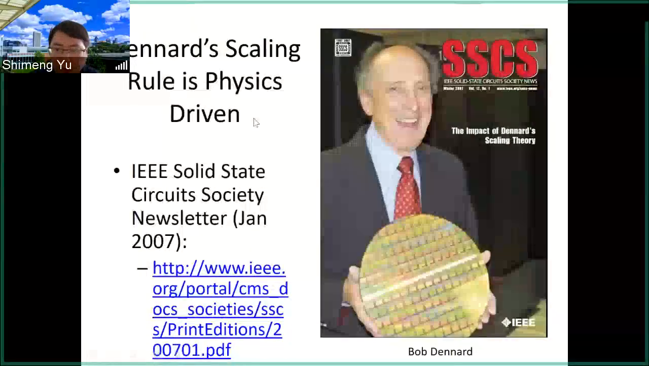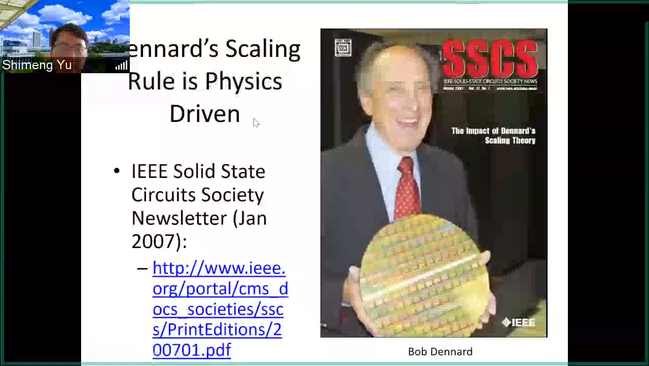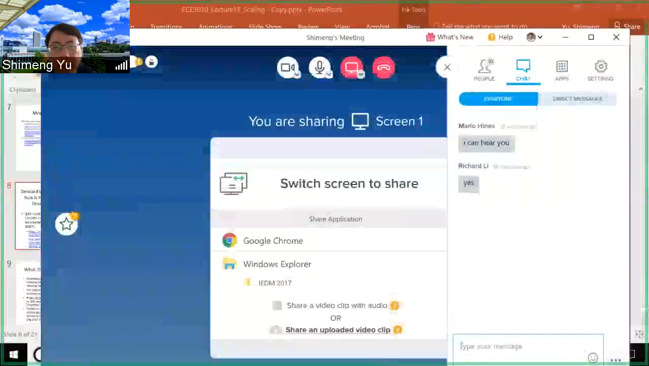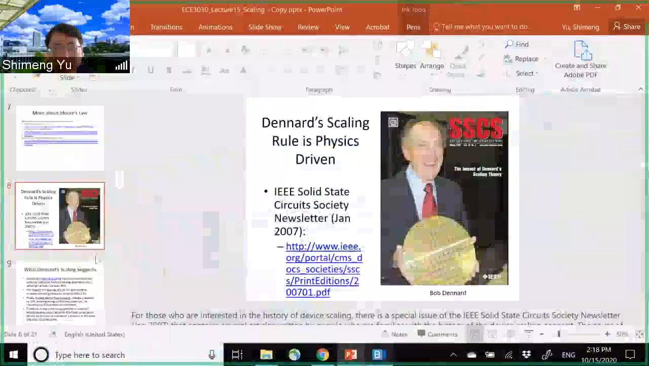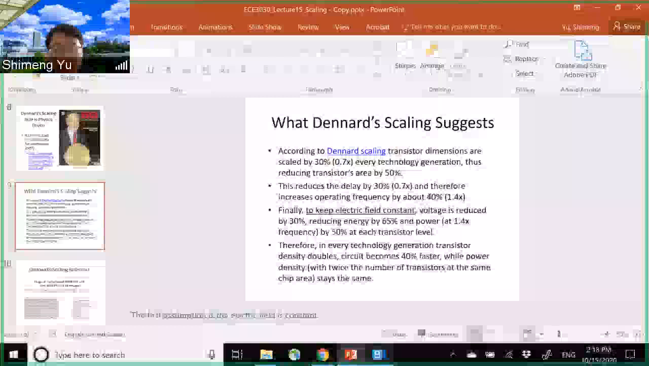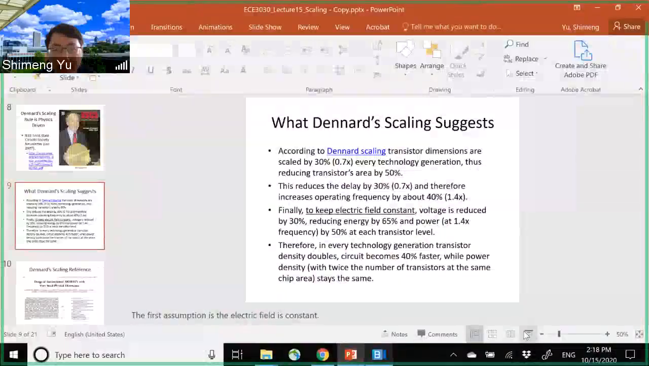All right. So what does Dennard scaling suggest? Here, if we still use the Moore's law assumptions, the transistor dimensions are scaled by 0.7x, that means reduced by 30%, or reduced to 70%, let's say 0.7x, every technology generation. Thus the transistor's area is reduced by 50%. This is still Moore's law.